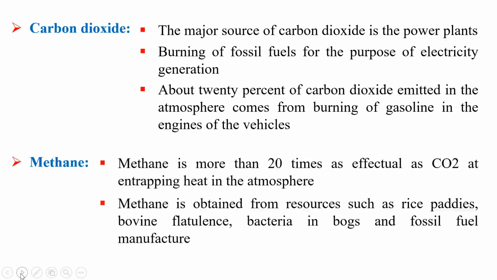Okay, next one is methane. Methane is more than 20 times as effective as CO2 in trapping heat in the atmosphere. The next point is that methane is obtained from sources such as rice paddies, bovine flatulence, bacteria in bogs, and fossil fuel manufacture. That's why methane gas is formed.